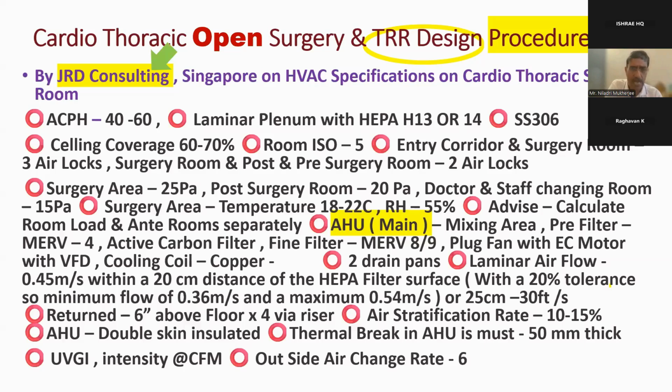Now, for the AHU, they have mentioned a 2-drain pan. Why 2-drain? Because I have been asked by some consultants why you are recommending 2-drain. When the load is high and it is a tall coil, it is always better to give a 2-drain pan so that the water cannot spill into the room and to reduce the evaporation rate inside the room. The air certification rate they have also mentioned is between 10 to 15%, which means a fluctuation of temperature. AHU double skin and thermal break in the AHU should be 50 mm.